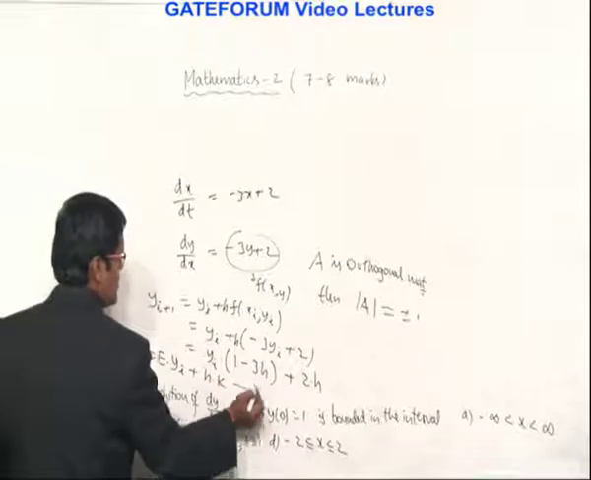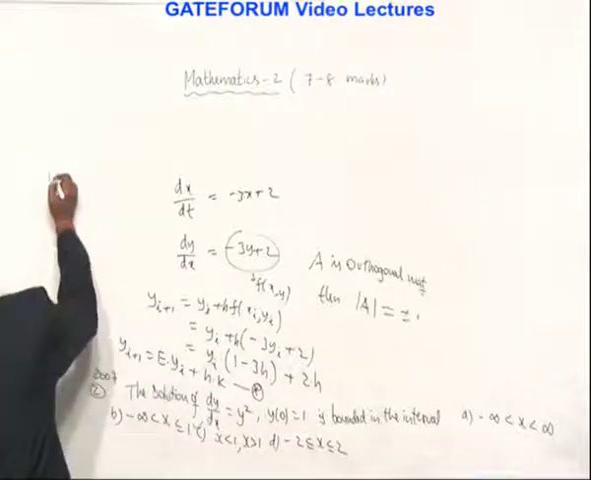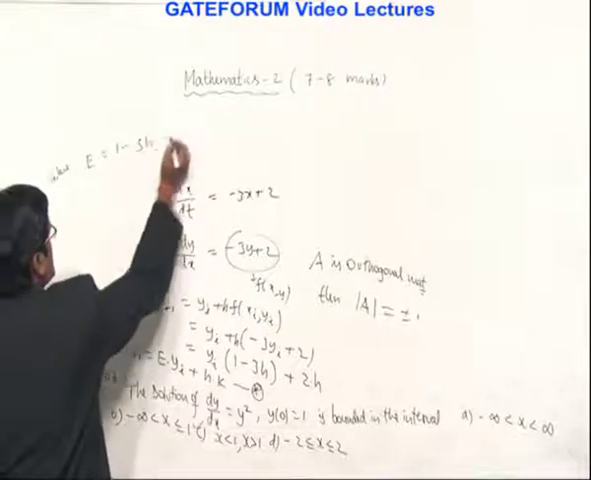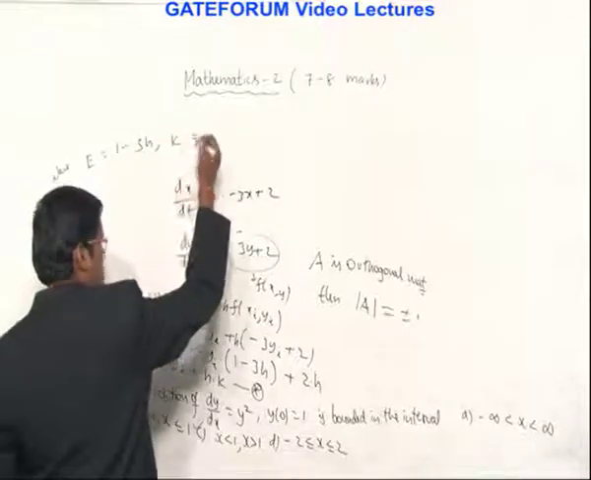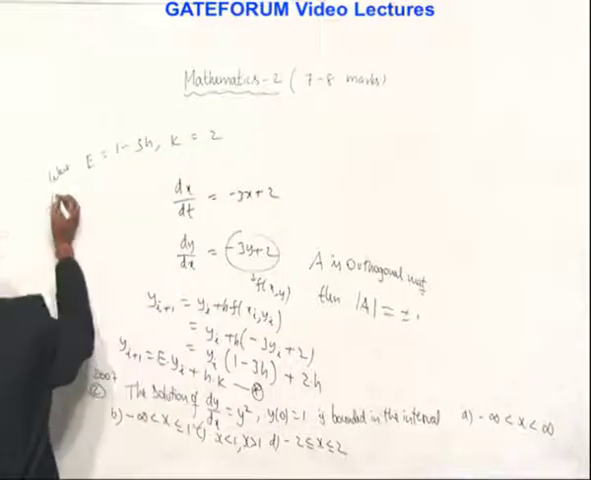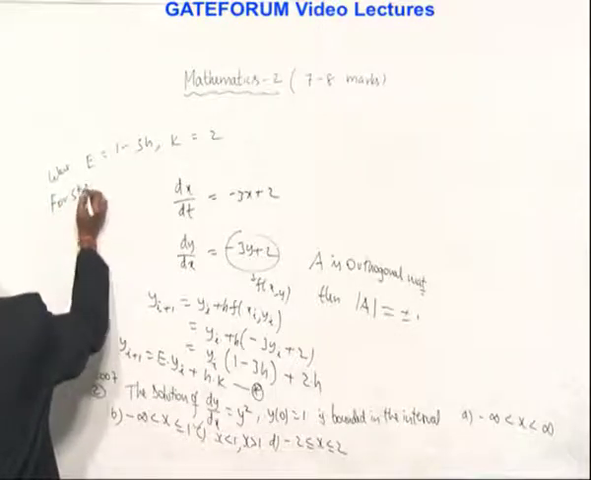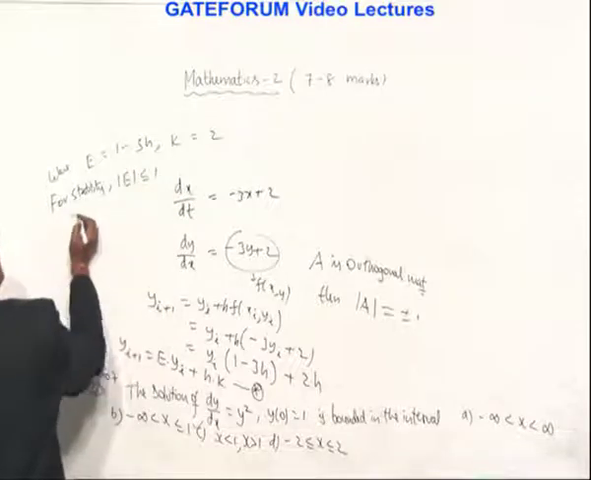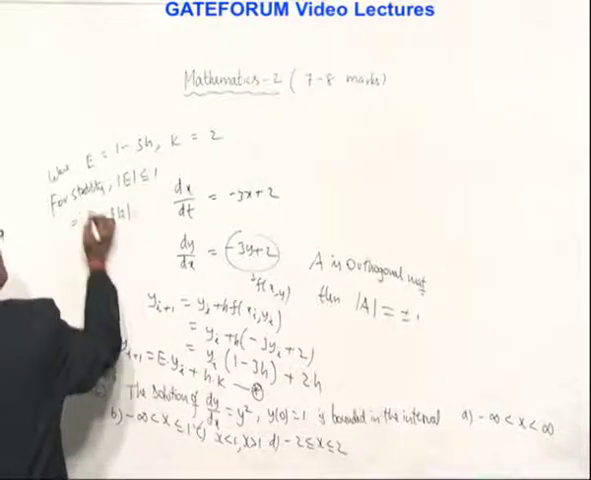So, let us say this is star, where e is equal to 1 minus 3h. K is equal to a constant, that is 2. So, for stability, we have mod e less than or equal to 1. That means mod 1 minus 3h less than or equal to 1.